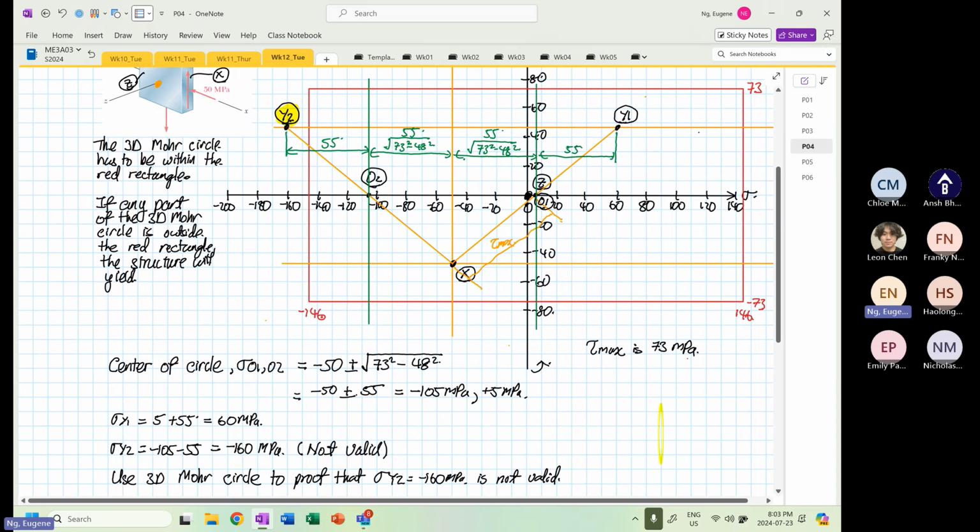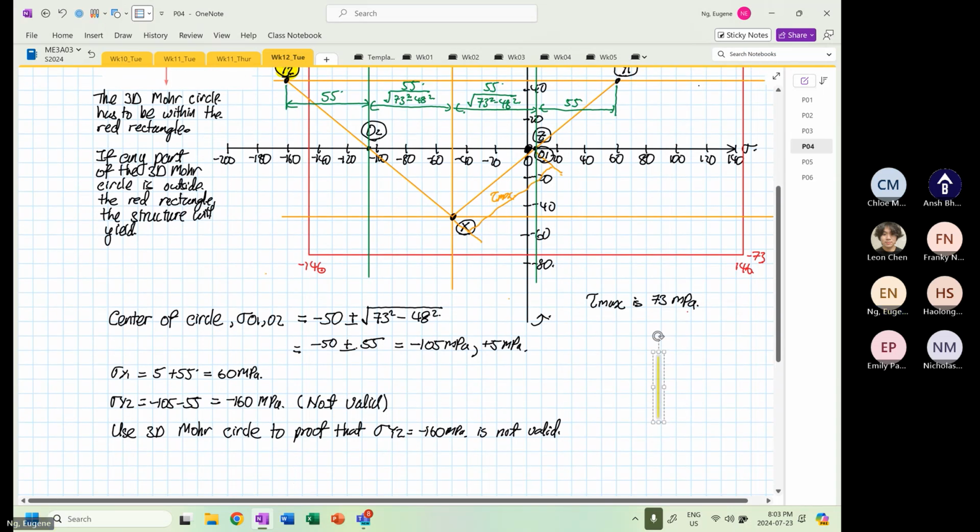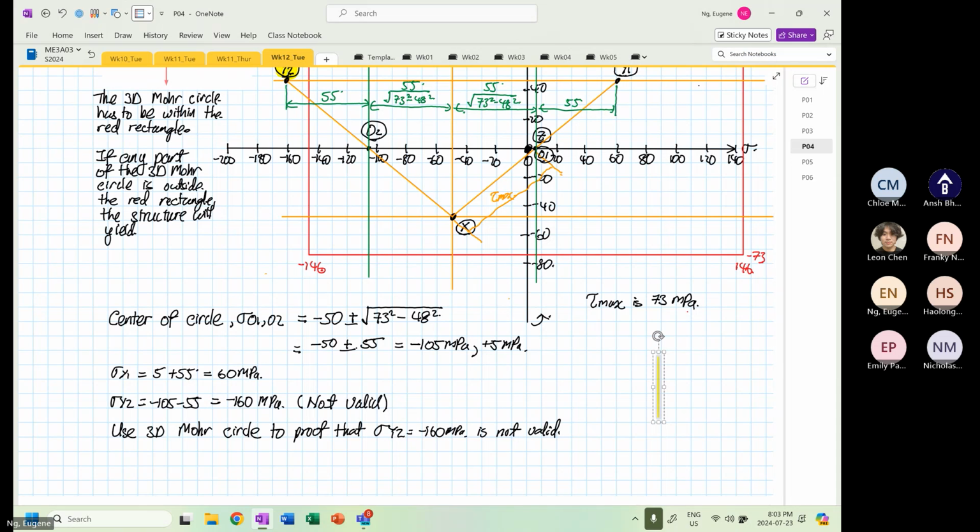Okay, so it is equal to 105. So I'm going to draw a Mohr circle now.